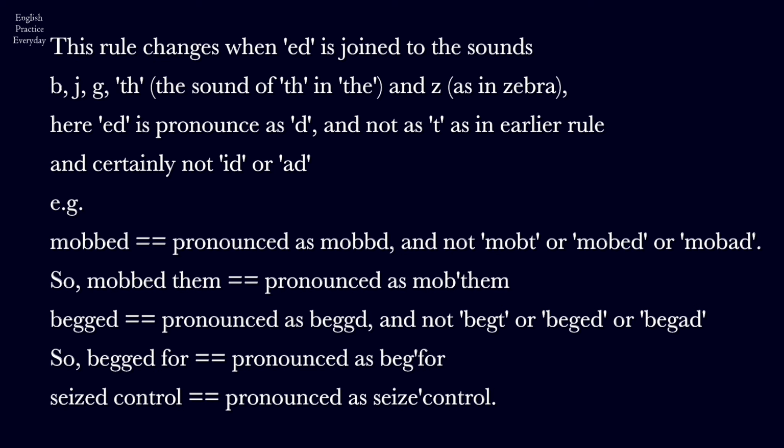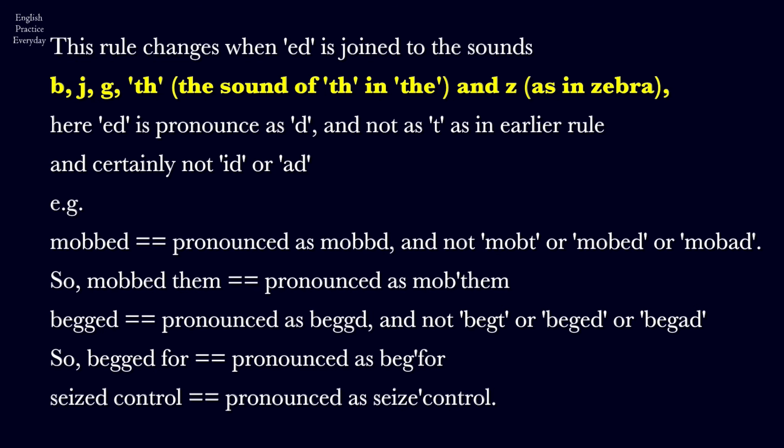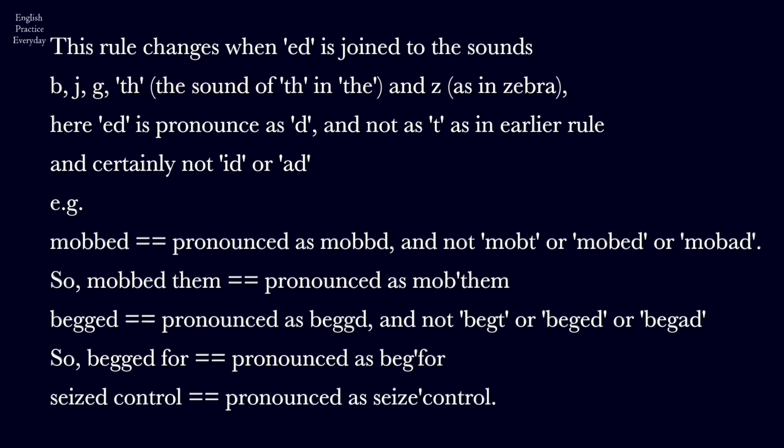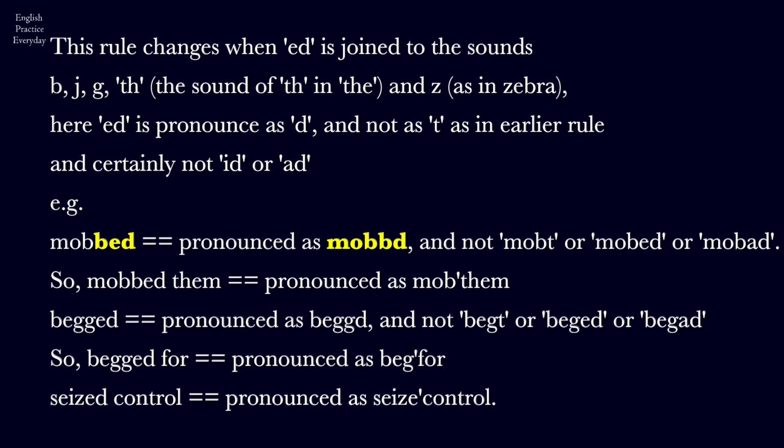This rule changes when ed is joined to the sounds b, j, g, and the sound of th in the, and z as in zebra. Here, ed is pronounced as d and not as t, as in the earlier rule, and certainly not id or ud. For example, mobbed, pronounced as mobbed and not mopped.